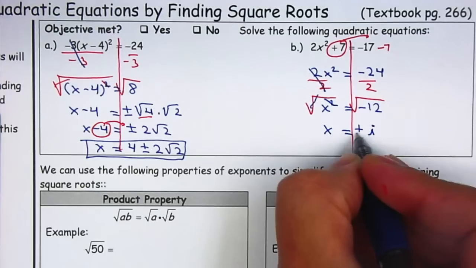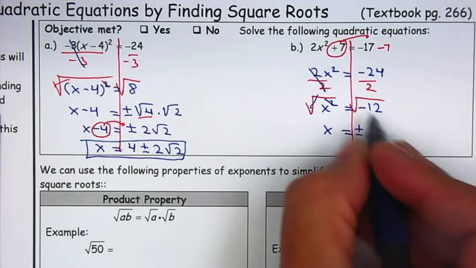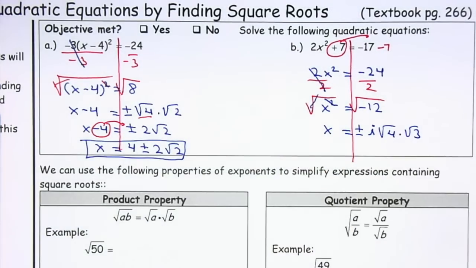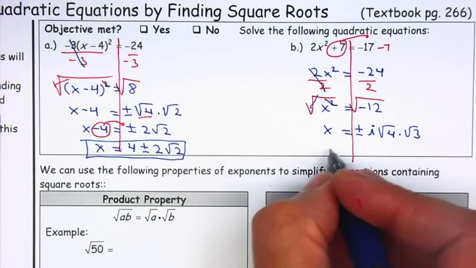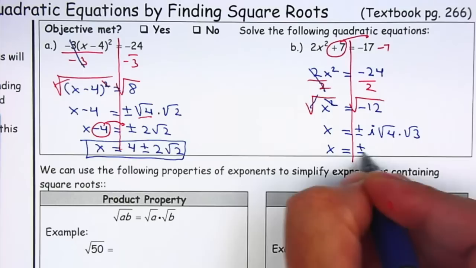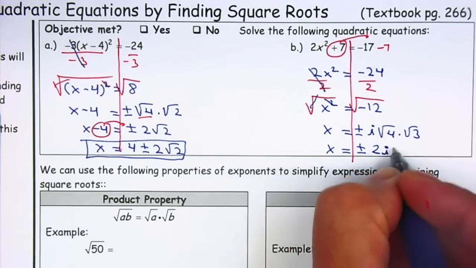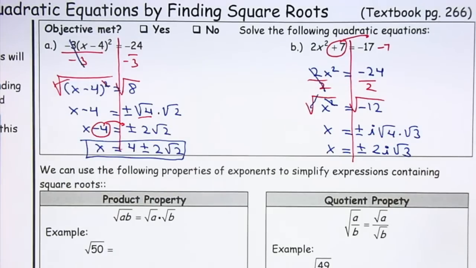Don't forget your plus or minus. I'm going to rewrite this as the square root of 4 times the square root of 3. That gives me square root of 12. And the square root of 4 will be 2. So plus or minus. Don't forget, you don't write down i2. It will be 2i and then the square root of 3. And that'll be your final answer.